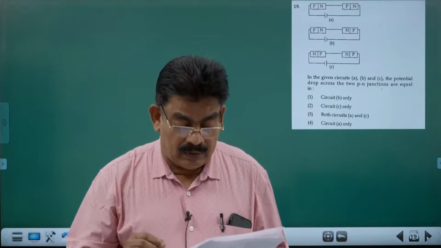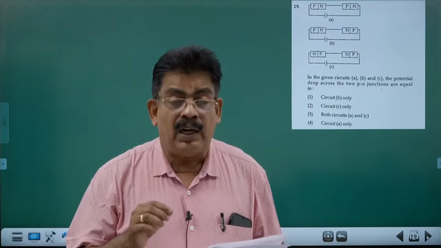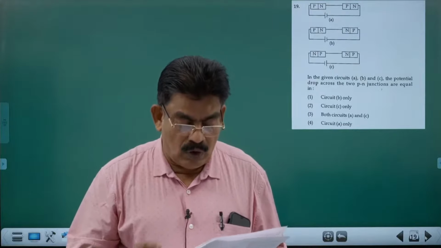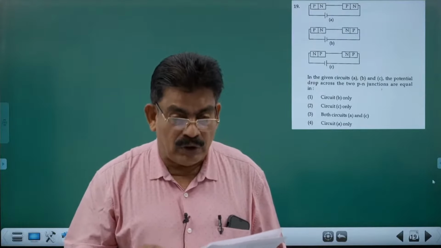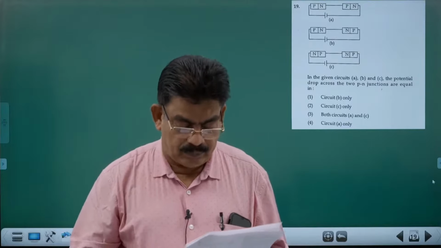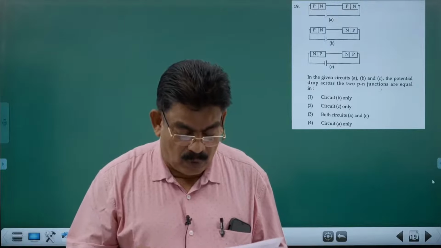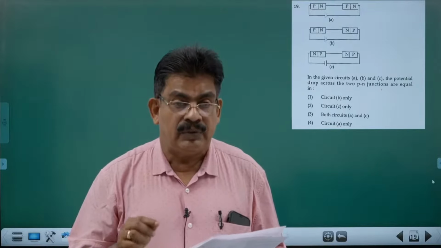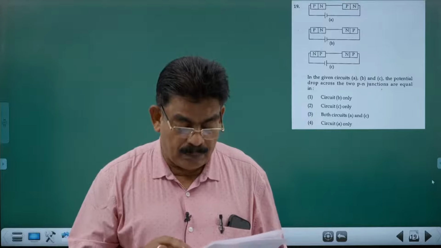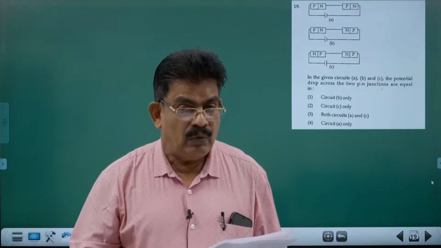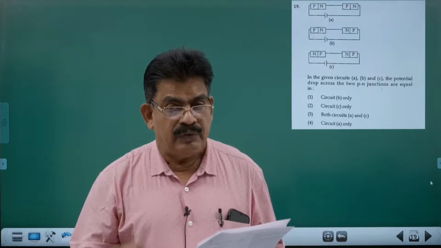Diagram A. Both the diodes are forward biased, so potential difference across both the diodes will be same. Diagram B, one is forward biased, other is reverse biased. Therefore, potential difference across the PN junctions will be different.